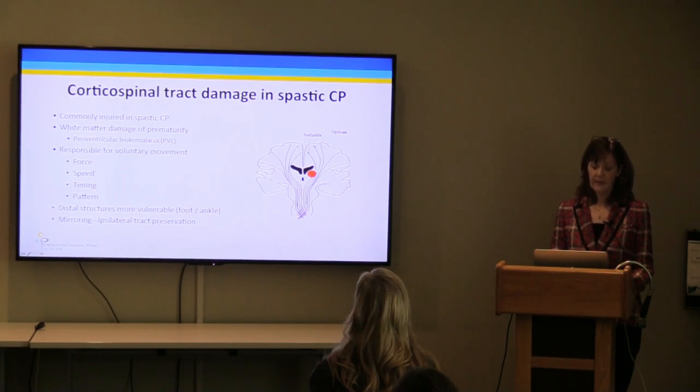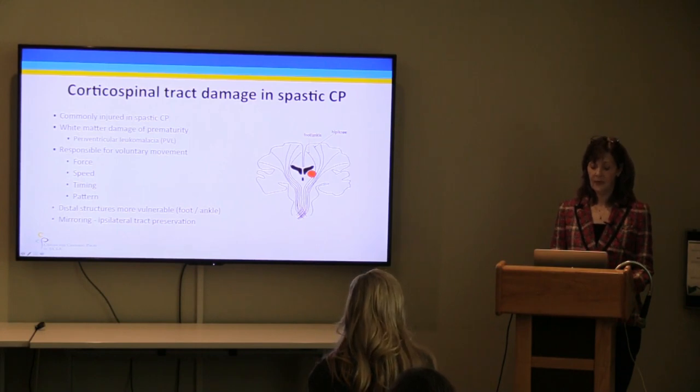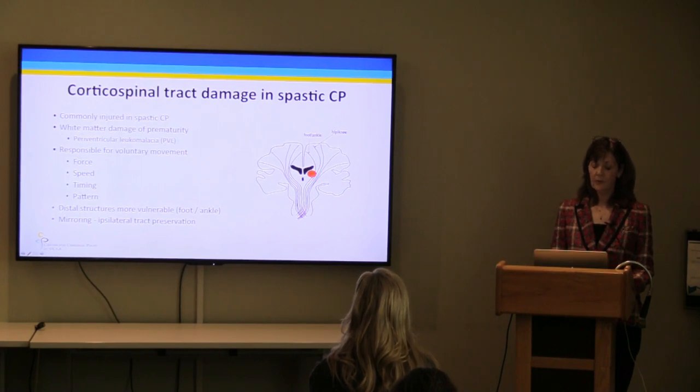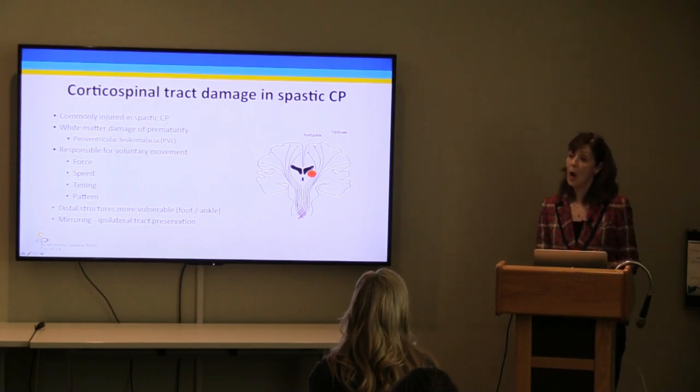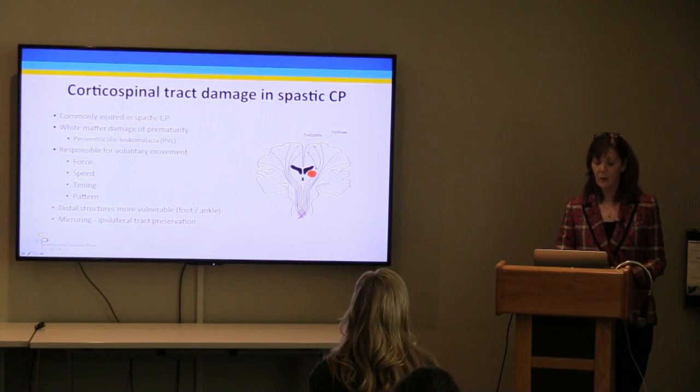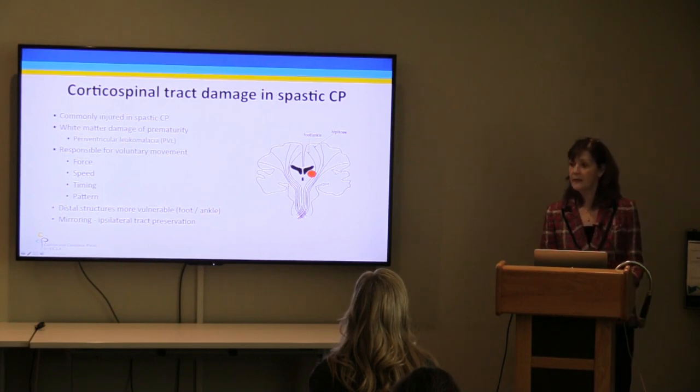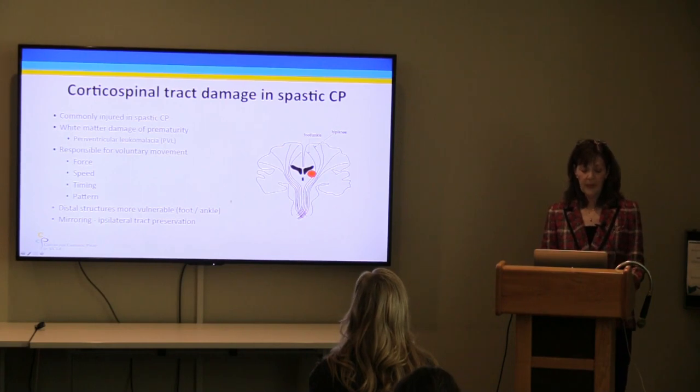And again, these distal structures, the foot and the ankle, as compared to the hip and the knee, are more vulnerable to injury. And most of the children that I study are children who can walk, so that's very important for us. If you have more damage, then it would involve the upper extremity and the trunk. And mirroring occurs when there's ipsilateral tract preservation.